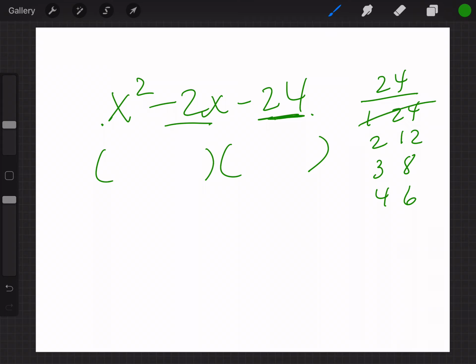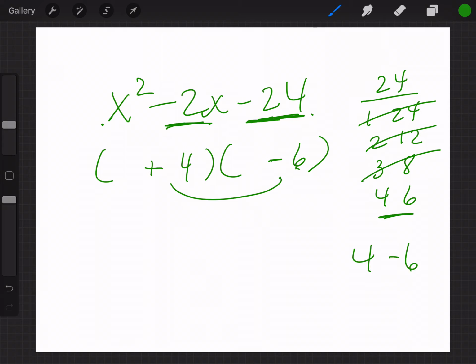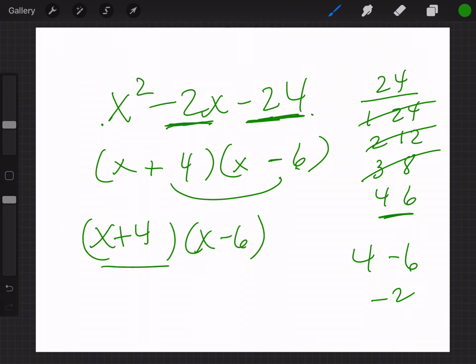The 2 and 12 won't give me a negative 2. The 3 and 8 won't give me a negative 2. This 4 and 6 is going to do it, probably. Let's see if I can make it work. I need a negative 2, so I need a negative 6 with a positive 4. That multiplies to be negative 24, and it combines to be a negative 2, which is what I want. I put an x in both. My 2 factors are x plus 4 and x minus 6.